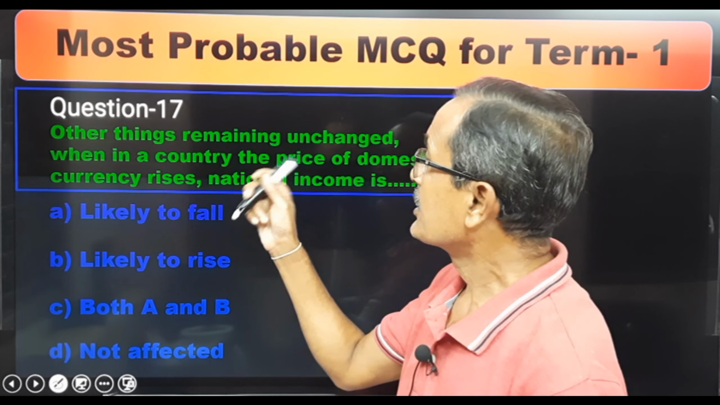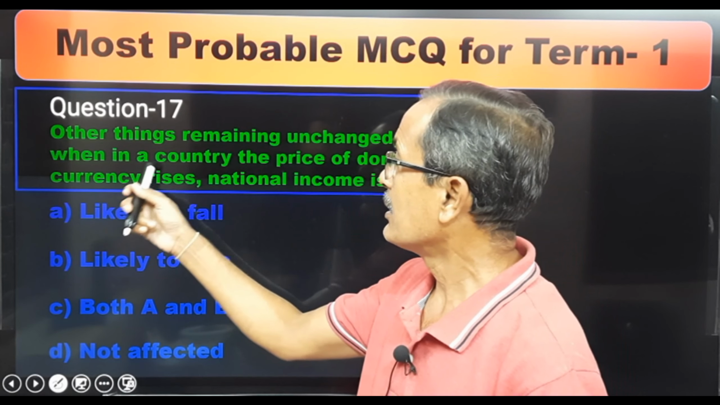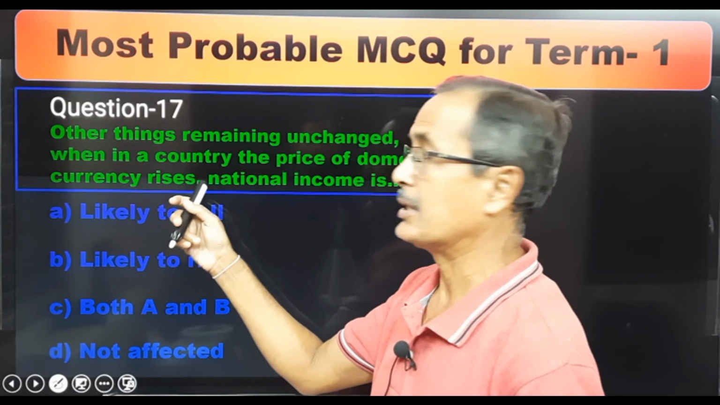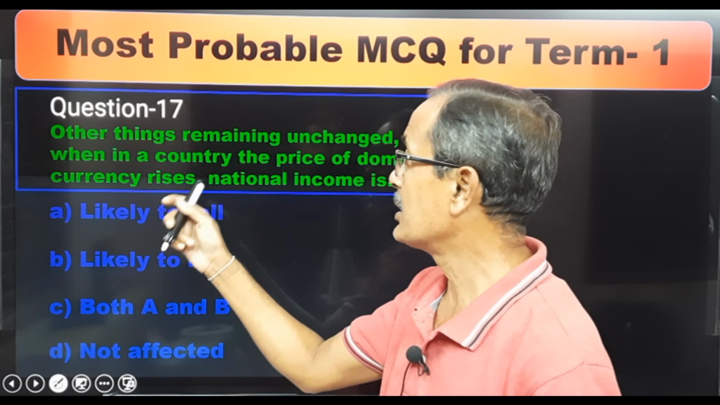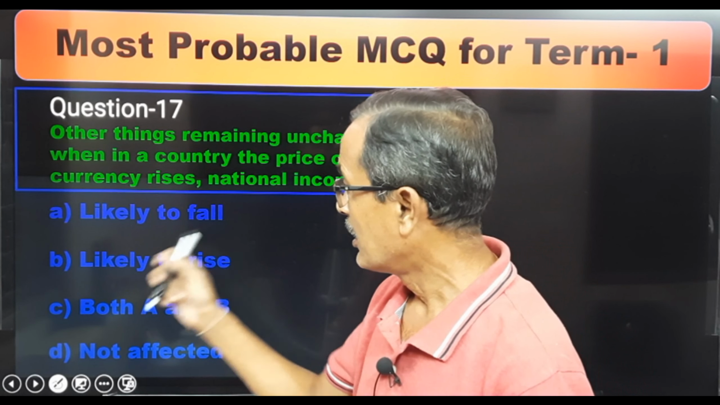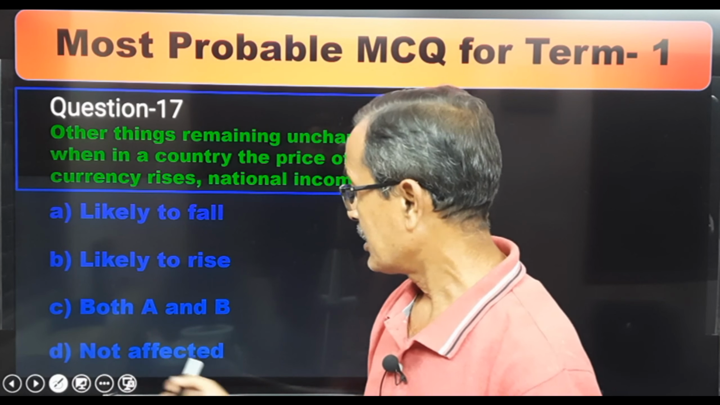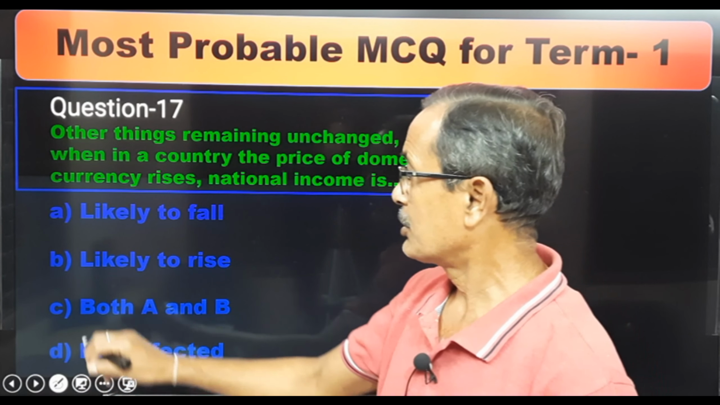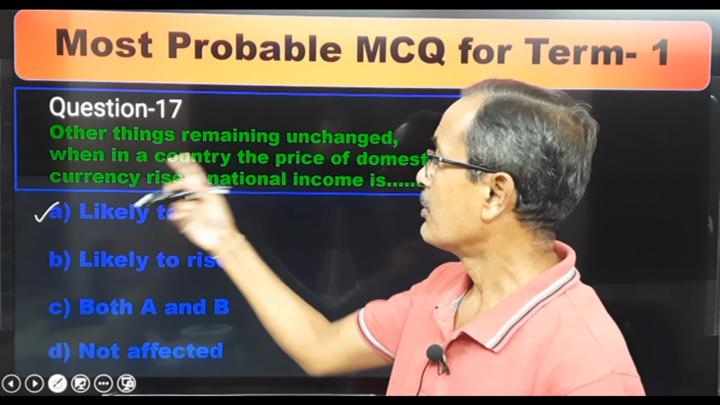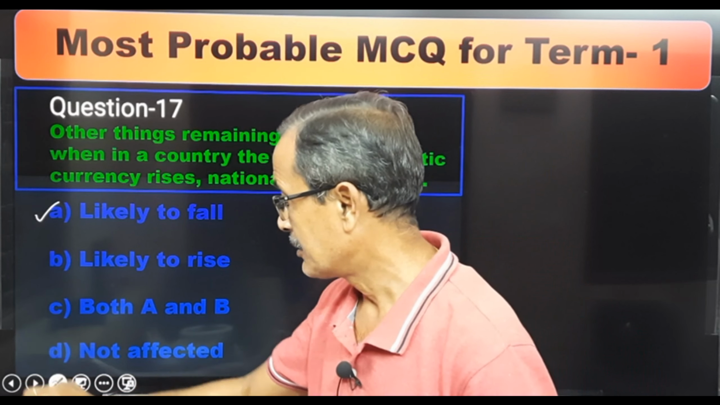The other things remaining unchanged, when in a country the price of domestic currency rises, national income is likely to fall, likely to rise, both A and B, not affected. The option is likely to fall. Naturally, when the value decreases, national income will decrease.